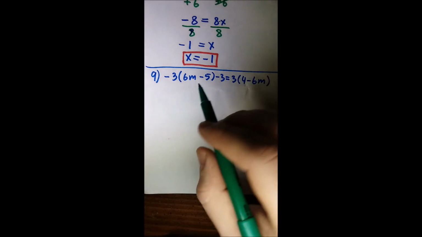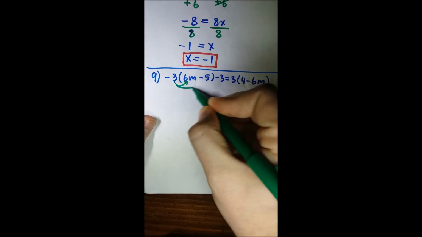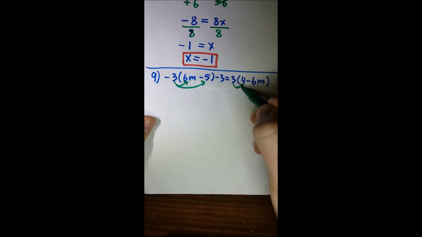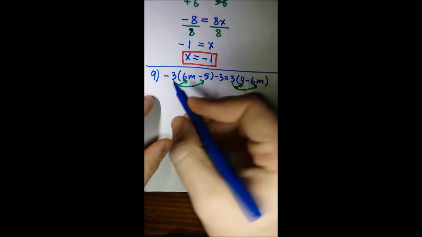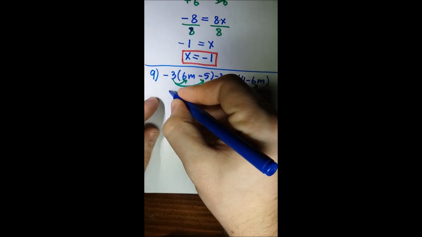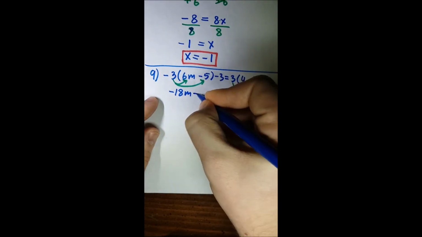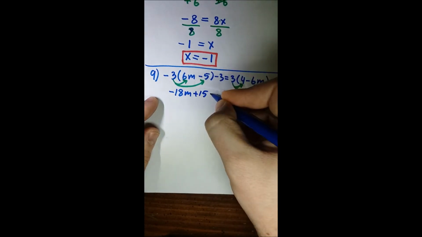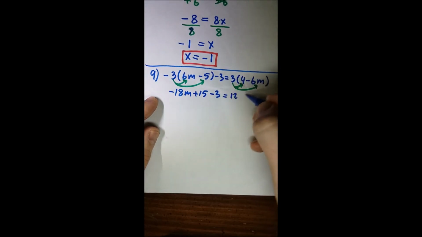Question 9. It's a multiple choice question now. Minus 3 we're distributing into this parenthesis. 3 we're distributing into this parenthesis. The answers are here. Not the answers, but here's the results. Minus 3 times negative 6 is going to be negative 18m plus 15 minus 3 equals 3 times 4 is 12. 3 times negative 6 is minus 18m.